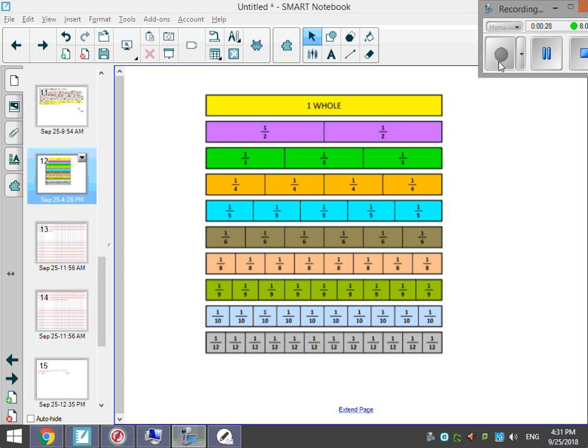I also noticed when we did some of our work that we were having a lot of trouble organizing and ranking these on a number line. So we're going to hit that again and do some work there as well. So this part here was a review.